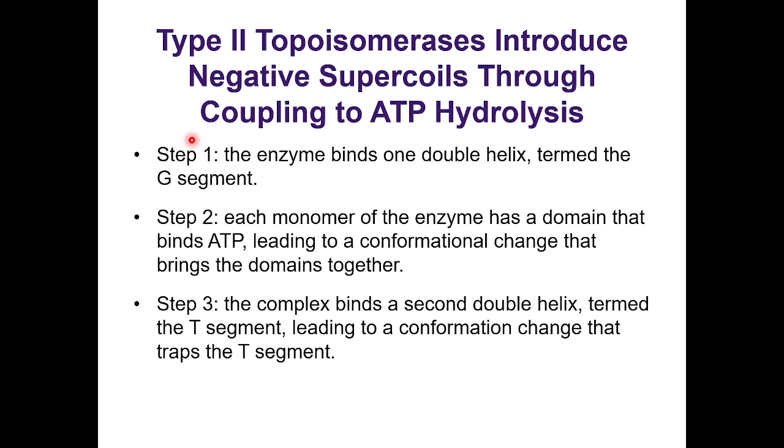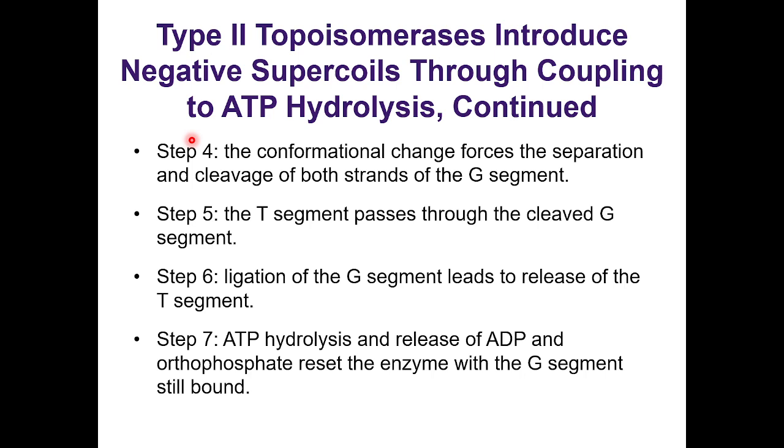Step 2, each monomer of the enzyme is going to have a domain that will bind the ATP. It's going to lead to the conformational change that's going to bring the domains together. Step 3, the complex is going to bind a second double helix. This is termed the T segment. This is going to be leading to a conformational change that will trap the T segment. Step 4, the conformation change is going to force the separation and cleavage of both strands of your G segment. Step 5, the T segment is going to pass through the cleaved G segment. Literally cut, pass through. Okay?